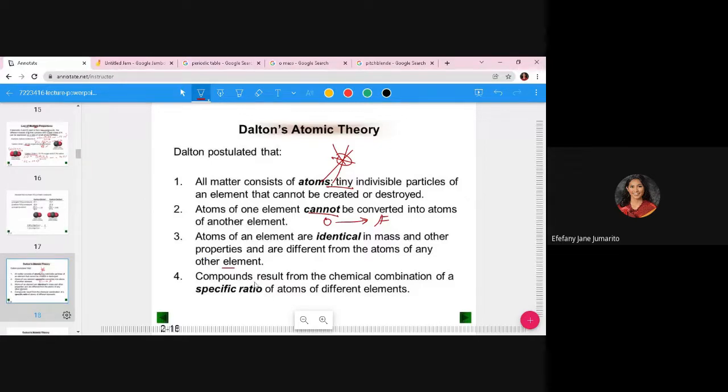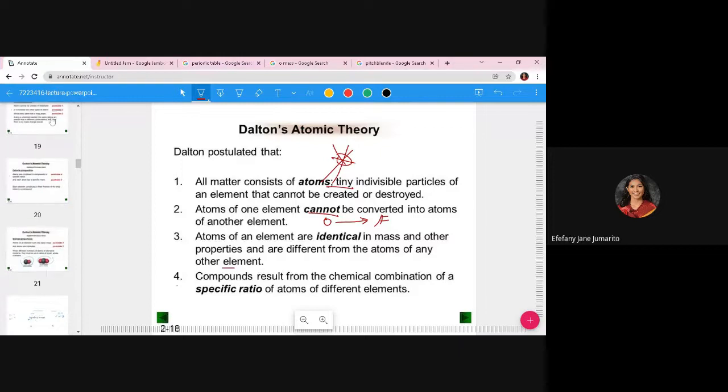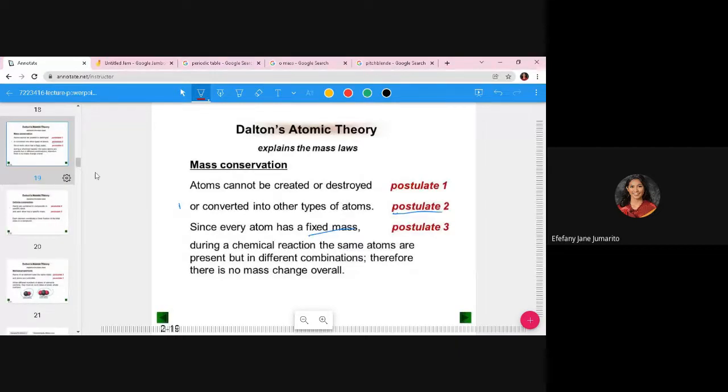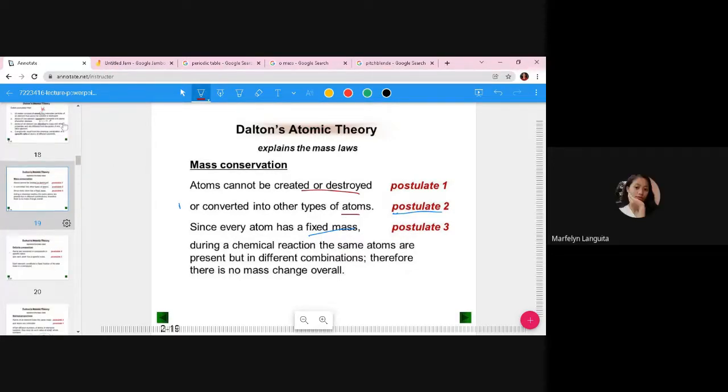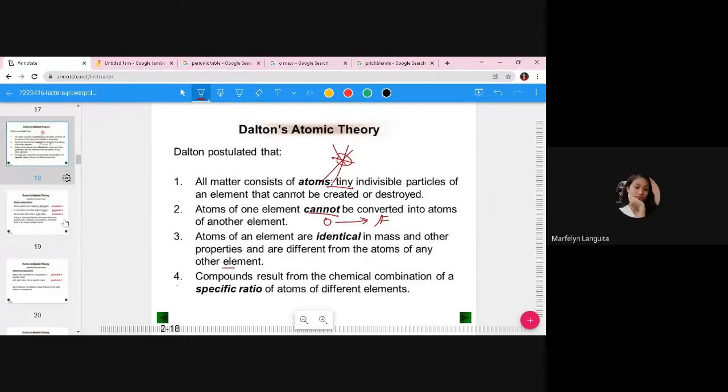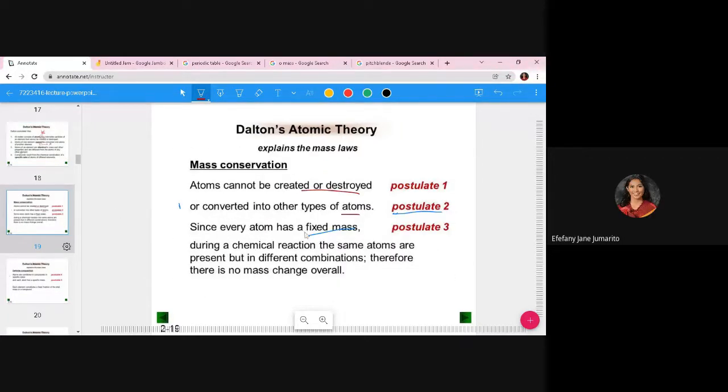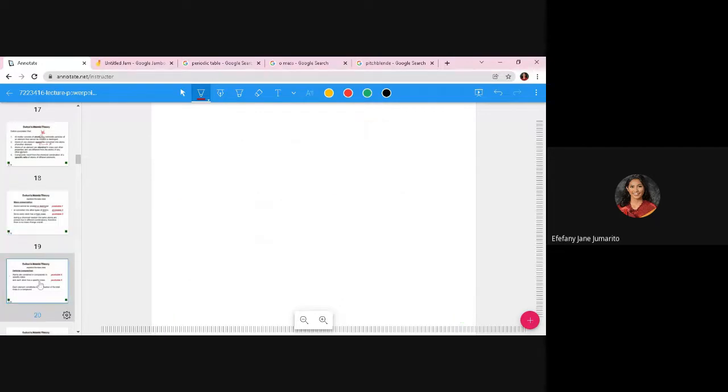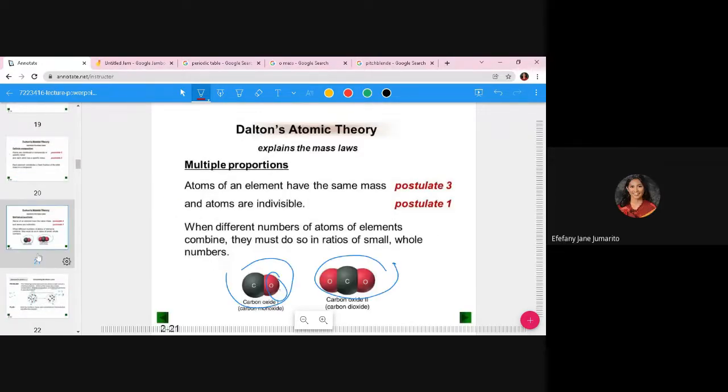Then a compound results from the chemical combination of a specific ratio of atoms of different elements, also the law of multiple proportions. We also have the first law, mass conservation. Atoms cannot be created or destroyed. They cannot be converted into other types of atoms. So we have postulate 2. Since every atom has a fixed mass, postulate 3.